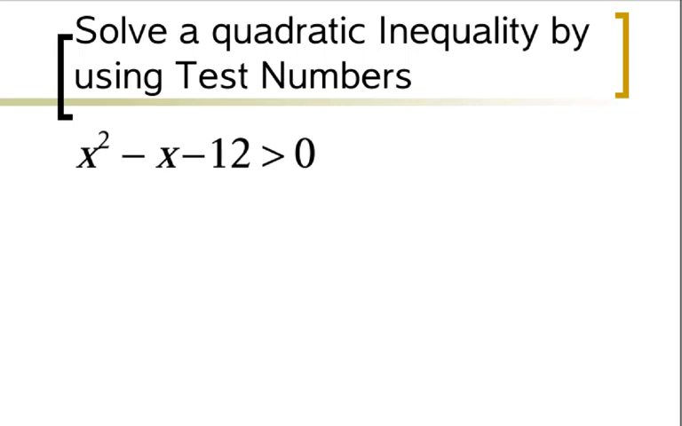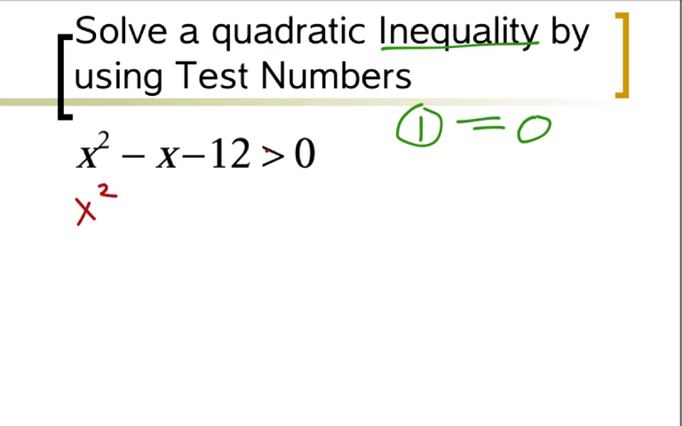Alright class, in this lesson we're going to take a look at solving a quadratic inequality by using test numbers. First of all, let's notice it's an inequality because it's not an equal sign. There's a greater than, or it'll be less than or equal to sign. So our first step is actually to make it equal to 0, because we're used to solving things that are equal to 0, so we're just going to ignore the inequality sign until later. Okay?